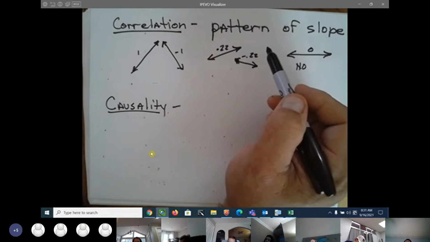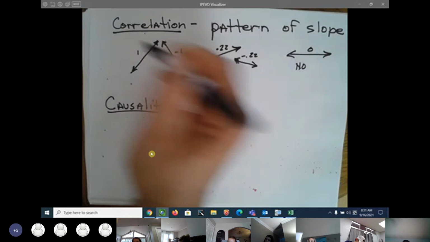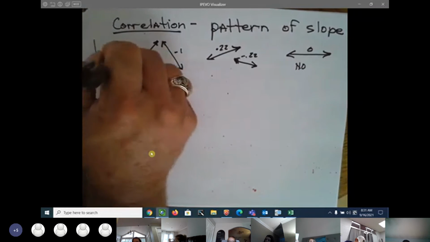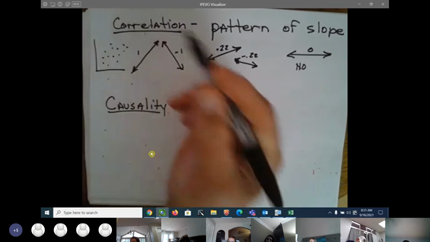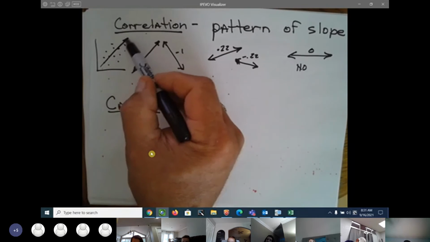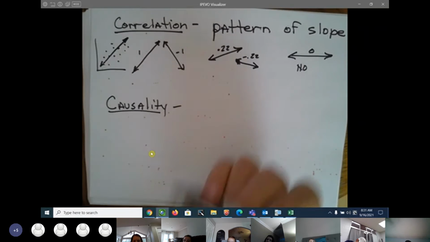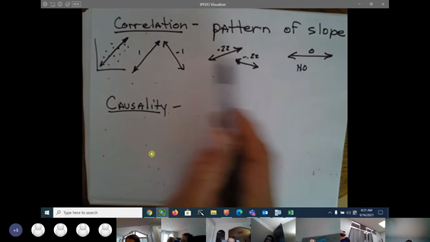So correlation is a pattern of slope. Do you see a pattern? And sometimes they will give you a bunch of dots, like a scatter plot, and you have to say, well, there's a little pattern there. It looks like this. So sometimes they'll give you a bunch of dots, and you have to say, is there a pattern?